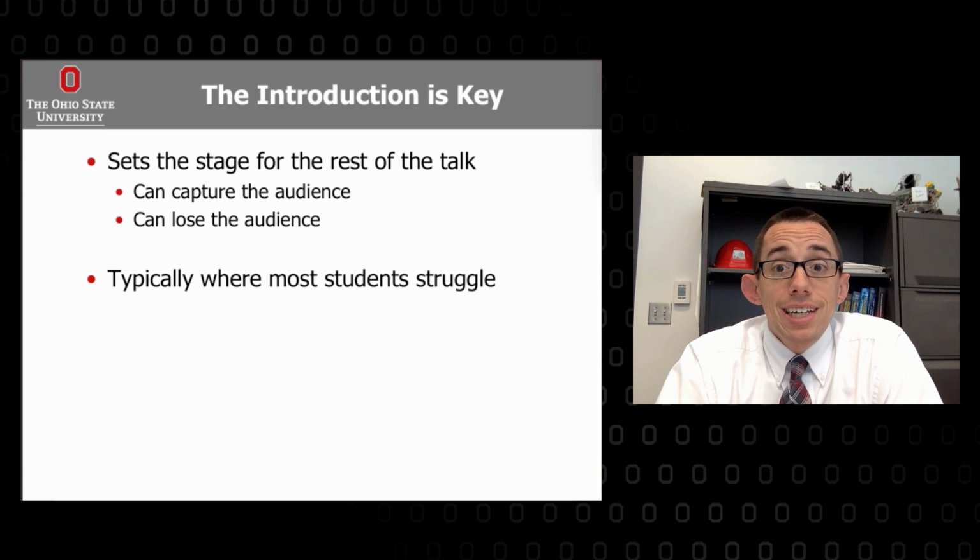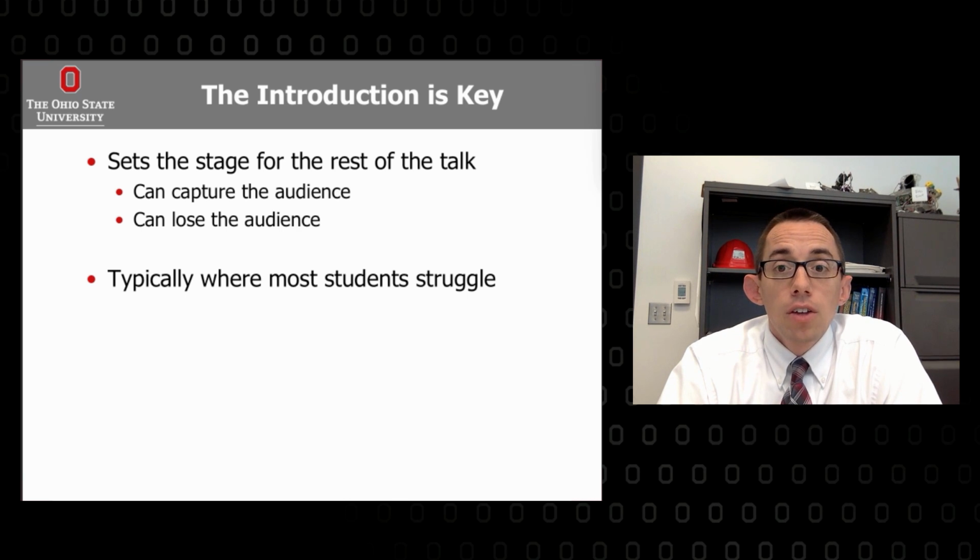So the introduction is key. The introduction sets the stage for the rest of your talk. In those first couple of minutes, you can easily capture the attention of the audience, or you can lose them completely. If you lose them completely in the first couple of minutes of your talk, they're done and they're not coming back.